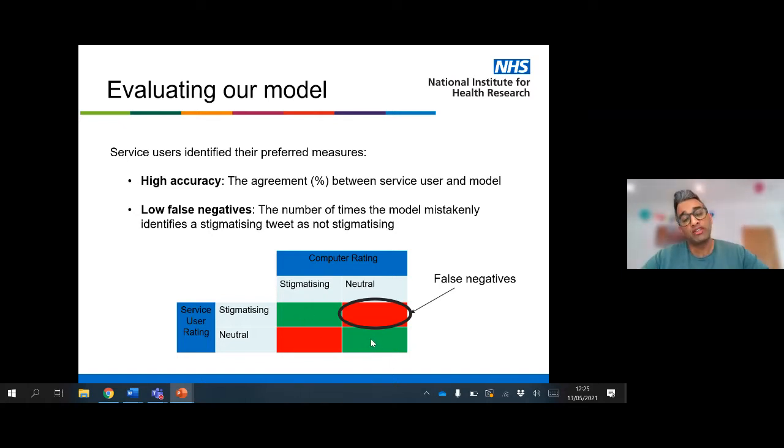But then, interestingly, over conversations, what they actually said was, we're also more interested in having a low false negative rate, so fewer false negatives. This is the number of times where the computer thinks that a tweet is neutral, but actually the service user says it is stigmatizing. They thought that was quite important, that the computer's made a mistake. So when I was evaluating the models, that was at the forefront of my mind.